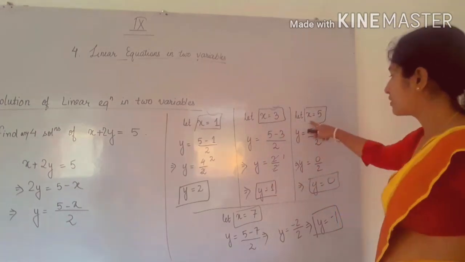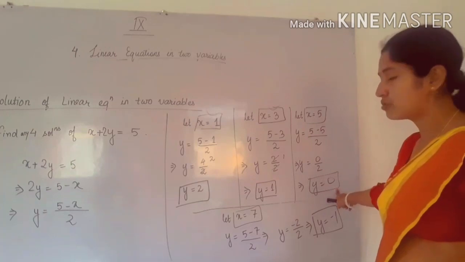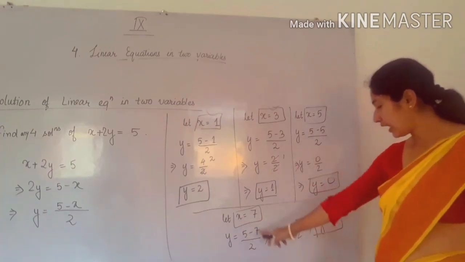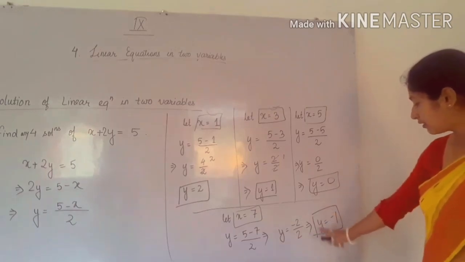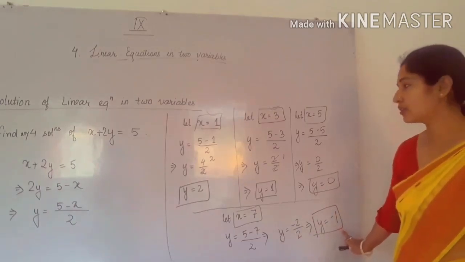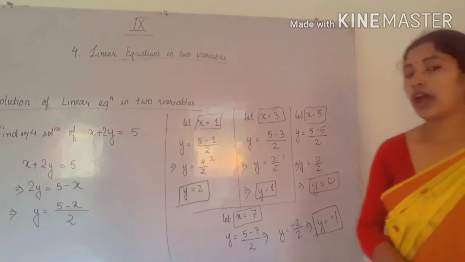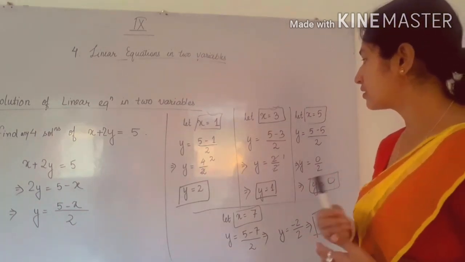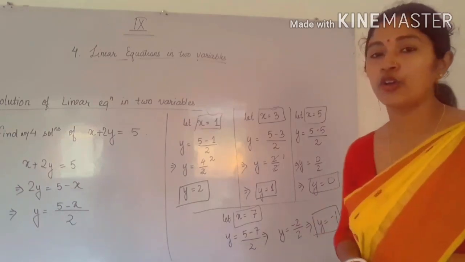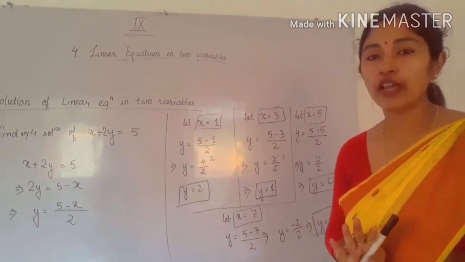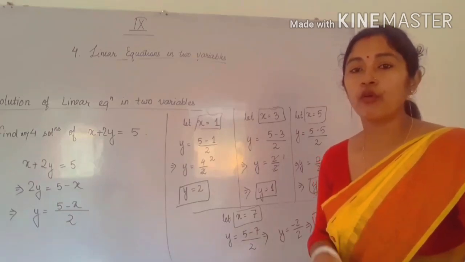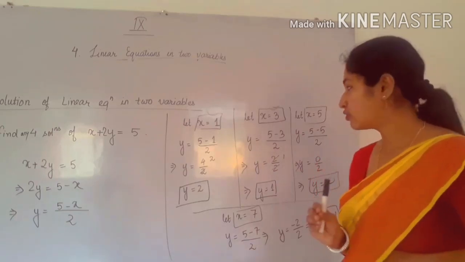Next I have taken x is equal to 5, so I am getting y is equal to 0. Next I am taking x is equal to 7, and by solving, the value of y becomes minus 1. So I have taken first 1, then 3, then 5, then 7. I have taken 4 values of x, and for that I am getting 4 values of y.